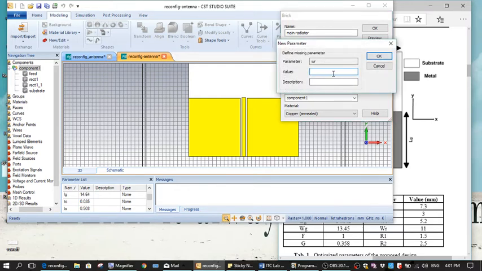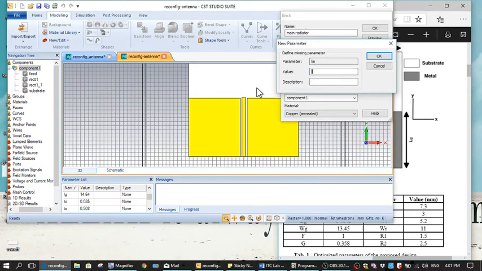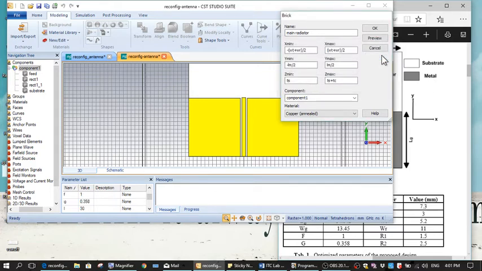is 11, and then it will ask for LM. LM is 7.3. Okay, so it has positioned it towards the 0 or origin.